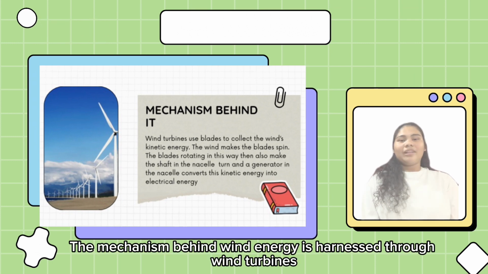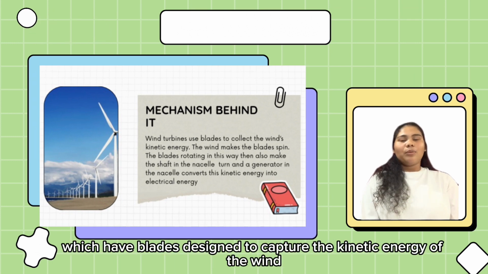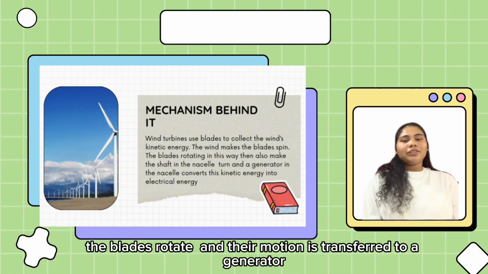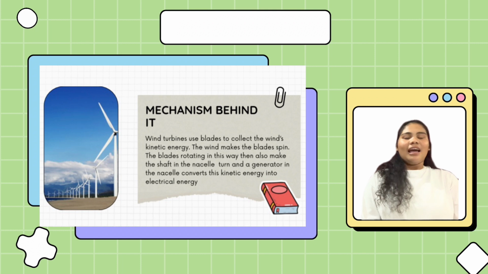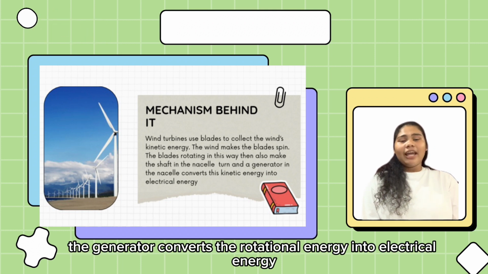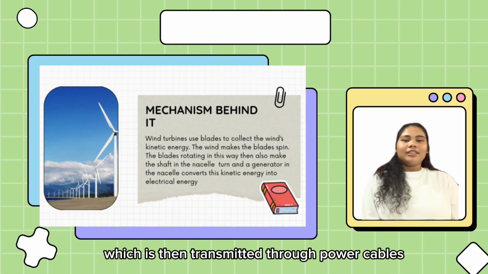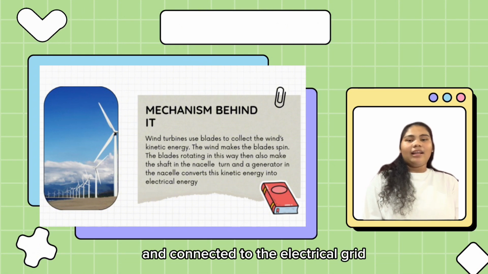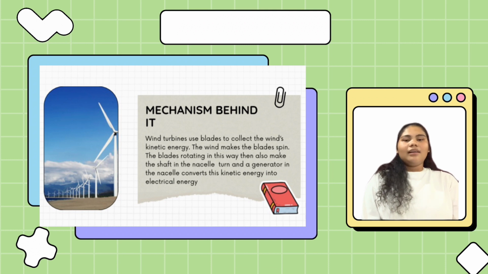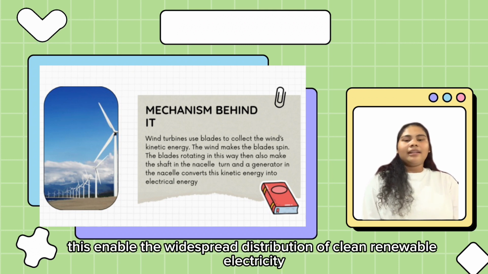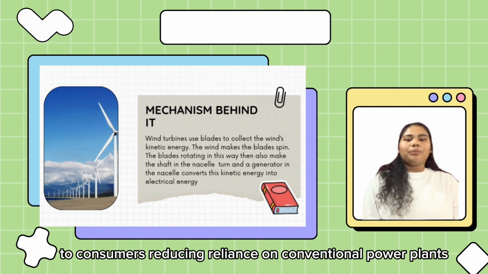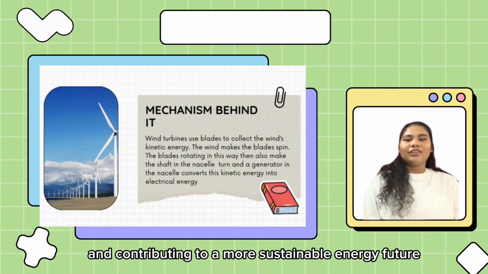The mechanism behind wind energy is harnessed through wind turbines, which have blades designed to capture the kinetic energy of the wind. As the wind blows, the blades rotate and their motion is transferred to a generator through a rotor and nacelle. The generator converts the rotational energy into electrical energy, which is then transmitted through power cables and connected to the electrical grid. This enabled the widespread distribution of clean, renewable electricity to consumers, reducing reliance on conventional power plants and contributing to a more sustainable energy future.